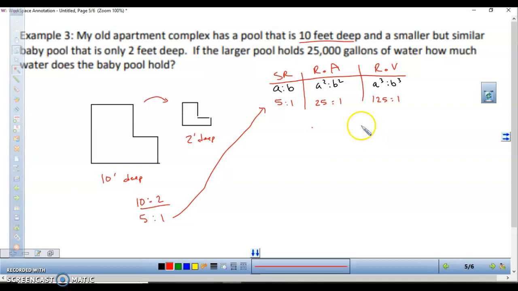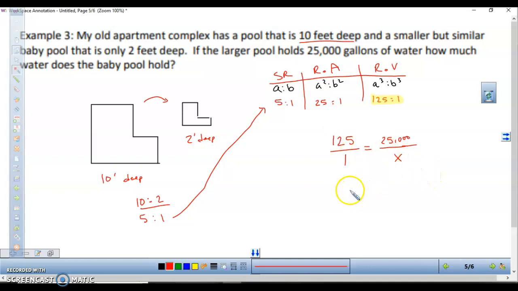Next thing is determine which one I want to use. So here's what the problem says. The larger pool holds 25,000 gallons of water. How much water does the baby pool hold? Well, gallons and how much water is volume. So this is the ratio I want to use, the ratio of volumes. And I know that the ratio of the volumes, the big pool over the small pool, is 125 to 1. Well, I know the larger pool has a volume of 25,000 gallons. I want to find the volume of the smaller pool.